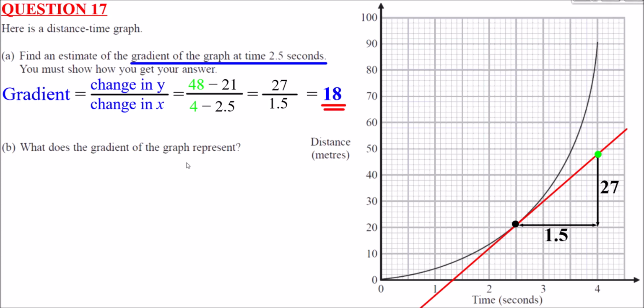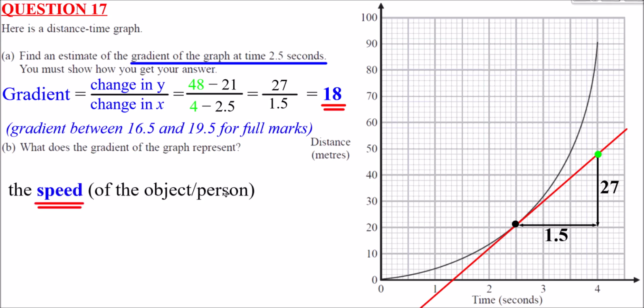So finally, to conclude for part B, we just need to say that it is measuring the speed of a person or object. And in brackets here, put down what your gradient would need to be in between to get full marks. 18 is ideal, but so long as your gradient of a tangent is between 16.5 and 19.5, that's sufficient to get full marks, so long as you've drawn it on and you've shown a method for calculating the gradient. So if you follow it through and get somewhere between 16.5 and 19.5, great. If you're outside of these boundaries, you may only receive 1 mark out of 2 for attempting the gradient.